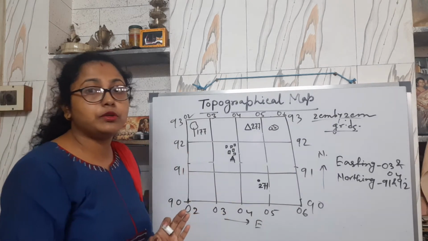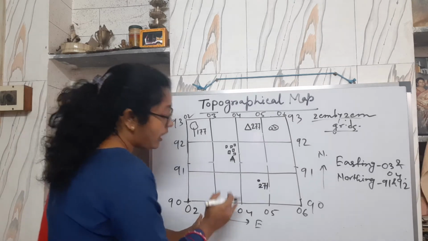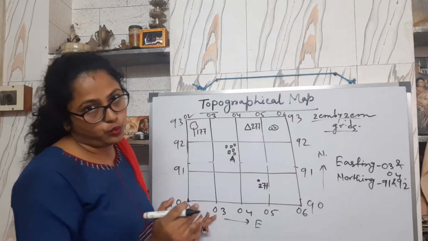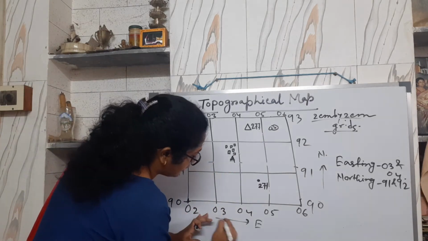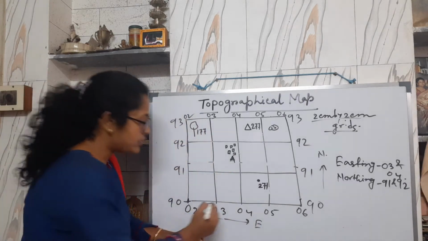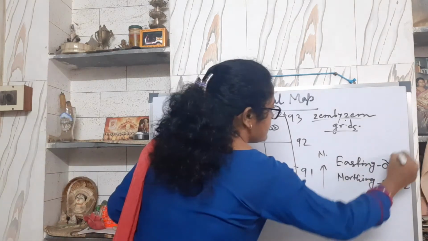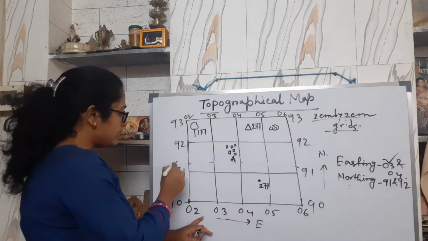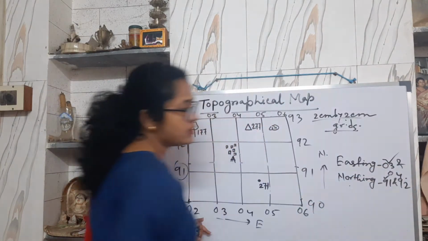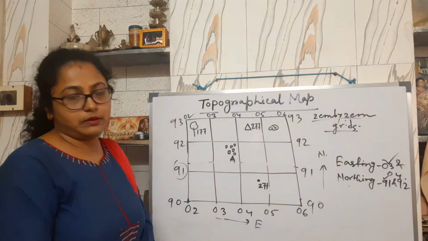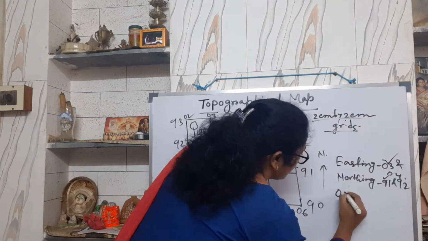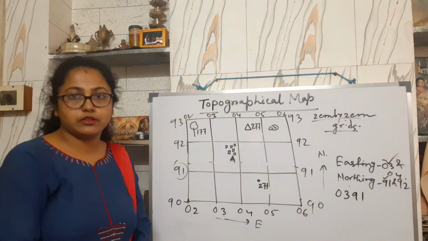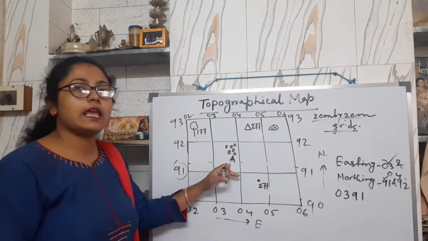At first you have to take eastings. Which value do you take? You have to take the lower value. It is situated between 03 and 04, so the lower value is 03. In case of northing, the lower value is 91. So your 4-figure grid reference must be 0391. This is your 4-figure grid reference for the settlement A.